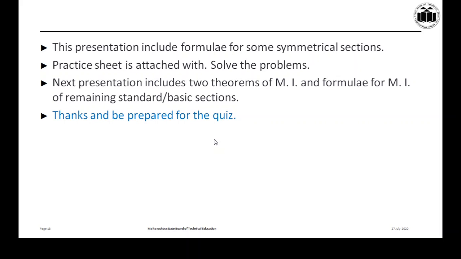So this presentation includes formulae for some symmetrical sections. Practice sheet is attached; depending on these formulas, solve the problems. Next presentation includes two theorems of MI and formulae for MI of remaining standard basic sections. Thanks, and be prepared for the quiz.